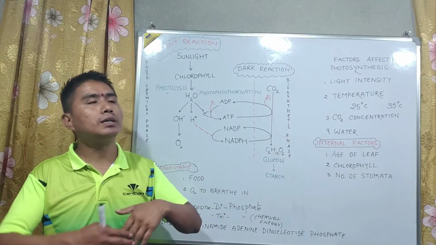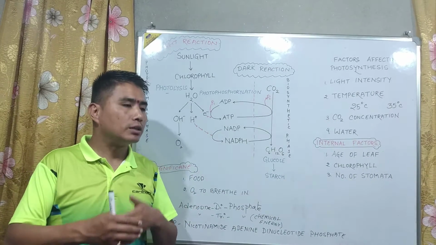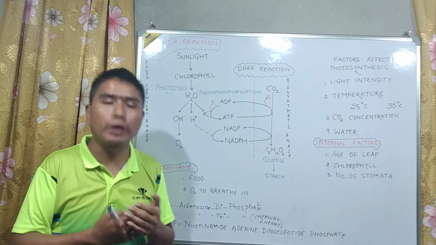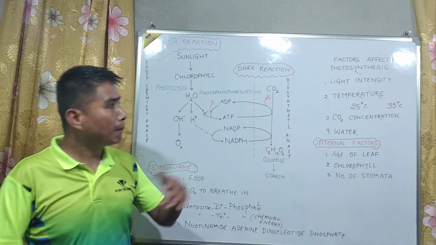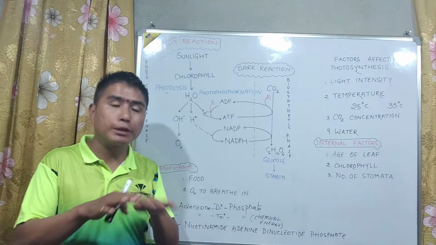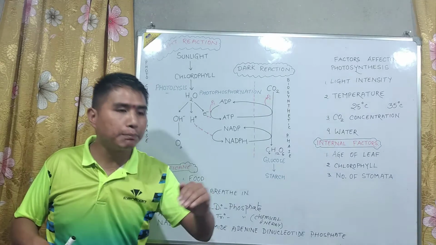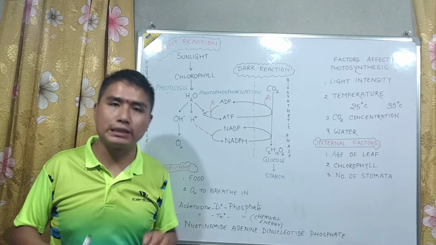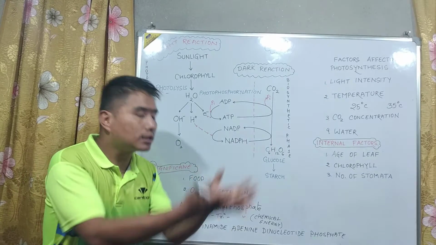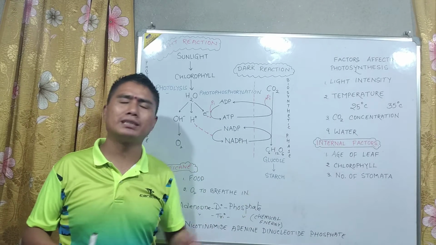Normally photosynthesis stops at high temperature because the enzymes which are necessary for photosynthesis stop working. But this is the range of temperature at which it works, so temperature also matters. Suppose the temperature is 7 degrees Celsius and a certain amount of glucose is produced at 7 degrees Celsius.